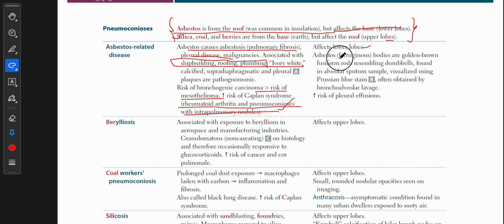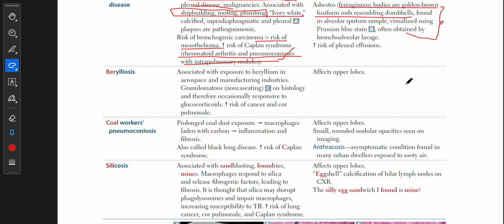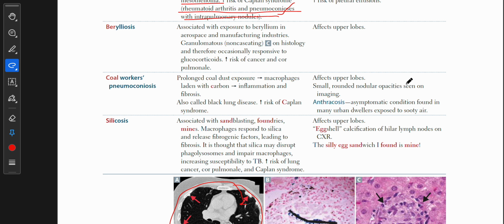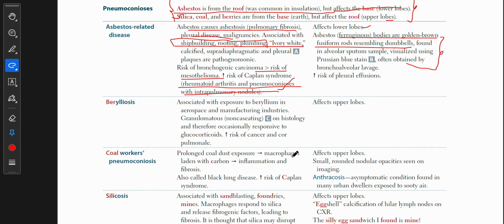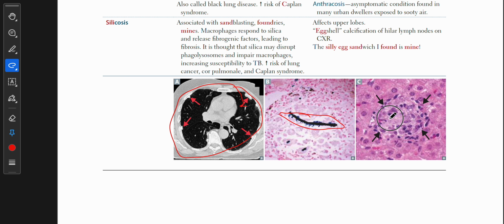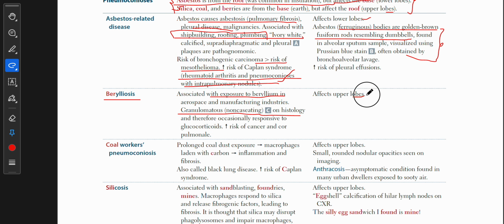Asbestos ferruginous bodies are golden brown fusiform rods resembling dumbbells found in alveolar sputum samples, visualized using Prussian blue stain, often obtained by bronchoalveolar lavage. There is a risk of pleural effusions. This right here is ferruginous bodies. It has an iron overload, right? And berylliosis is associated with exposure to beryllium in aerospace and manufacturing industries that causes granulomatous, that is non-caseating granulomatous inflammation. On histology, it will look like this, and it affects upper lobes.